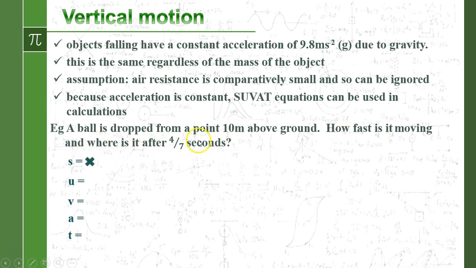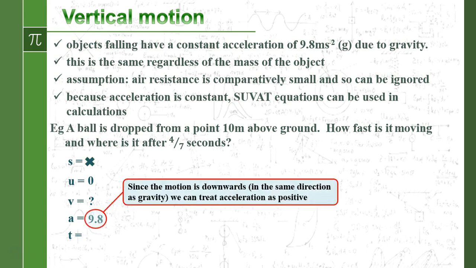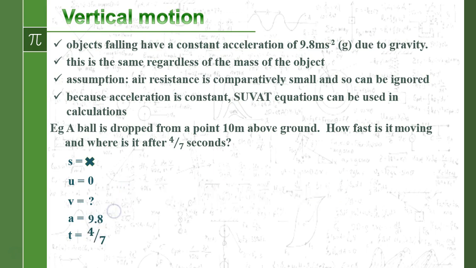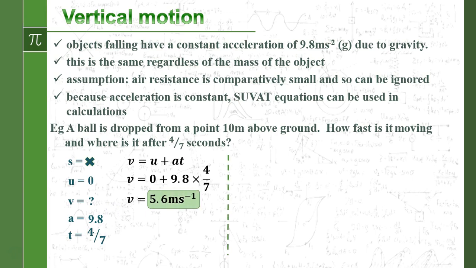I'm going to focus on the how fast is it moving, so to begin with I don't know displacement. U is going to be 0, implicit in the question, because it was at rest when it was dropped. V is the thing we're trying to find. A we know is 9.8. Because the motion is downwards, we'll assign downwards as the positive direction, which allows us to use acceleration being 9.8. And we've got T, which is 4/7 of a second. We want the equation that doesn't involve S, so we're on v equals u plus at. Plug the values in, and v equals 5.6 meters per second.